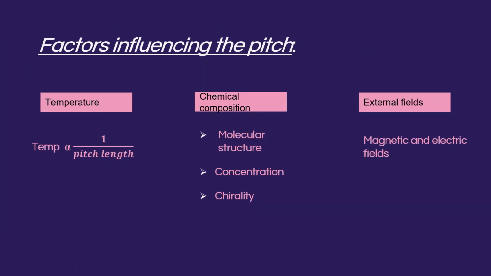As mentioned earlier, there are various other factors which influence the pitch length. One is temperature, which varies inversely with the pitch length. Moving on to the next one, chemical composition, such as the molecular structure, concentration and chirality, also affects the pitch length. The chemical composition and molecular geometry of the cholesteric molecules play a vital role in determining the pitch length. For example, molecules with large and more complex structures tend to have a long pitch. Similarly, concentration and chirality also play a vital role.